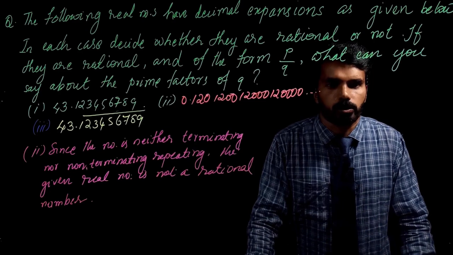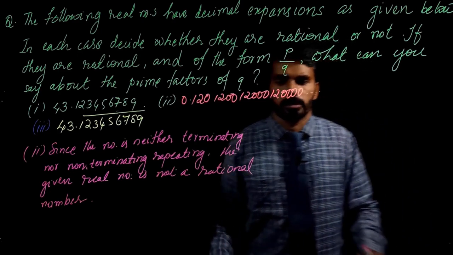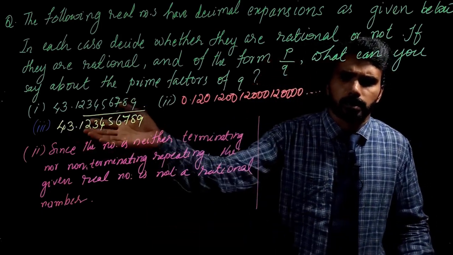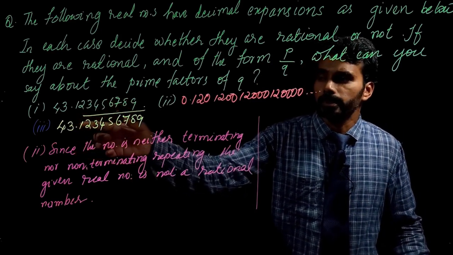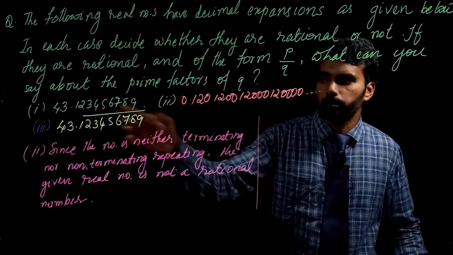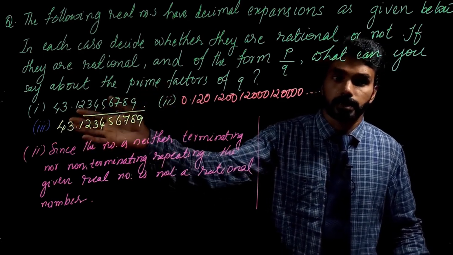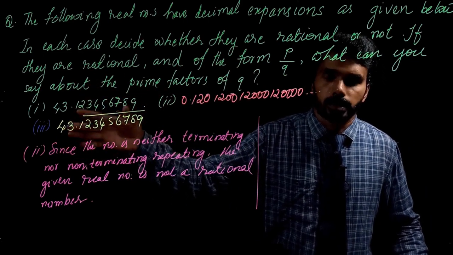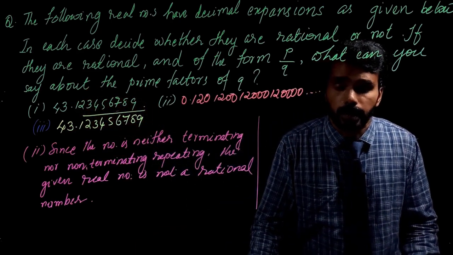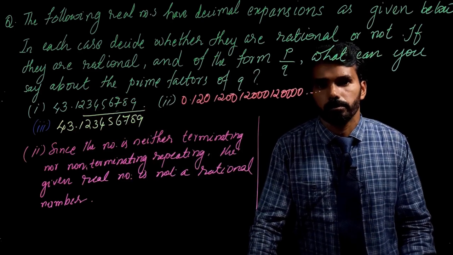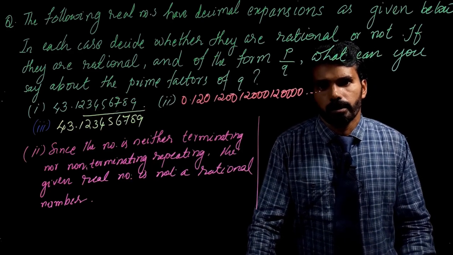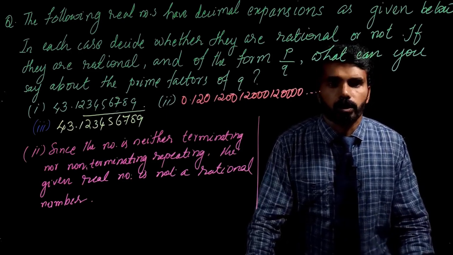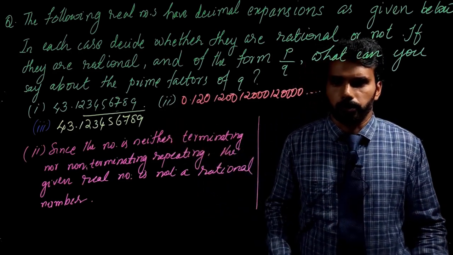It is 43.123456789 with a bar. Let us see what this bar indicates. We have learned that this bar indicates the digits that repeat. It starts from 1 and ends at 9, so the digits from 1 to 9 repeat. So it is very clear this given real number is a non-terminating repeating decimal. So it is a rational number, and it can be written in the form p by q. So, third question.